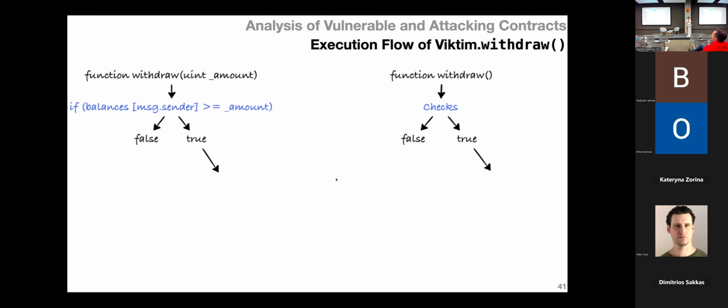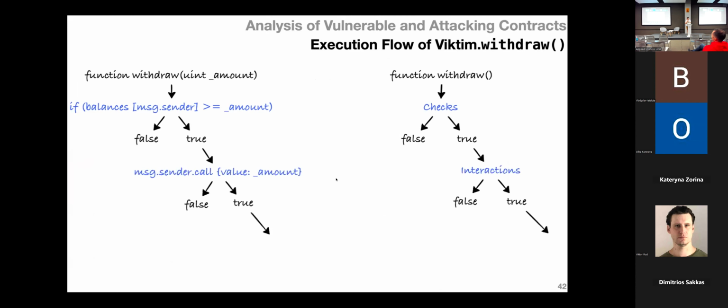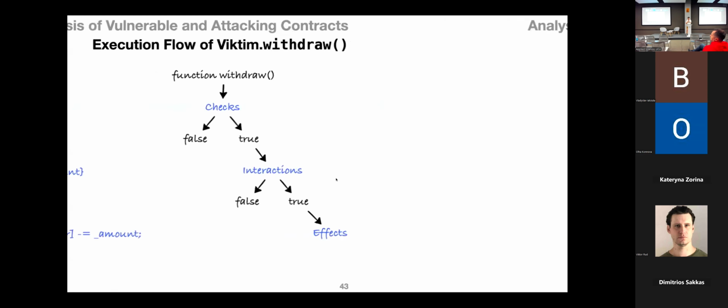First, the check stage. At the check stage, all necessary checks on the contract state and arguments are conducted. Interaction stage. In this phase, the function interacts externally with externally owned accounts and/or contract accounts. Last is the effect stage. At the effect stage, the contract's state variables are updated.